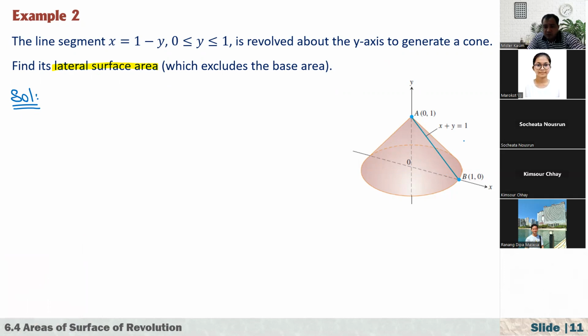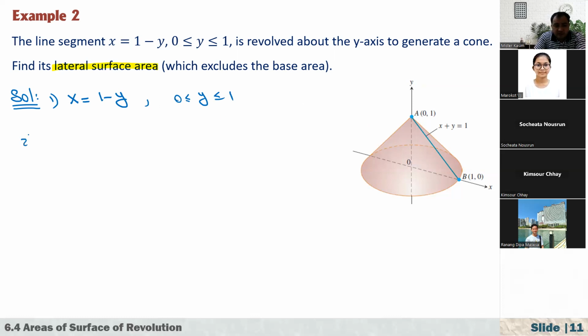So again, our equation is x plus y equals 1, right? And we are just revolving this about the y-axis. Again, if you just interchange this, instead of x, I can write y, and instead of y, I can write x. I can use exactly the original formula, but here is fine. So let me just express x in terms of y. That's equal to 1 minus y, right? Our y is changing from 0 to 1.